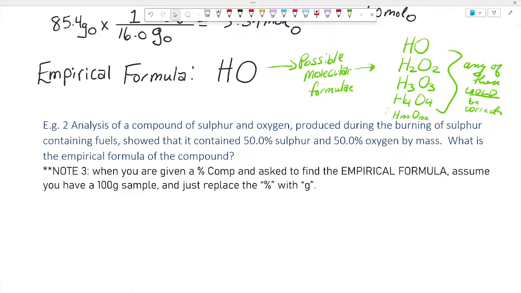Next, we discover that if you take a compound of sulfur and oxygen, so some compound of sulfur and oxygen, you don't have to write this, which is S question mark, O question mark.